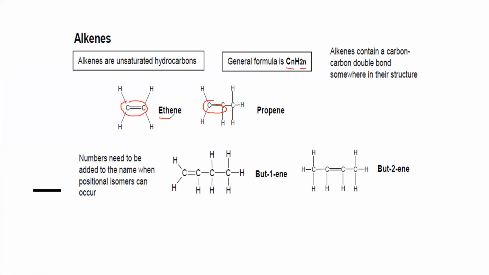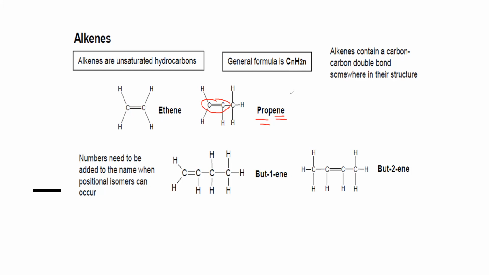How to name these? If we have two carbon atoms in the structure, the prefix will be eth. They have a double bond between them, that's ene, so it is ethene. If there are three carbon atoms, then the prefix is prop, and because there's a double bond, it is ene, so propene.